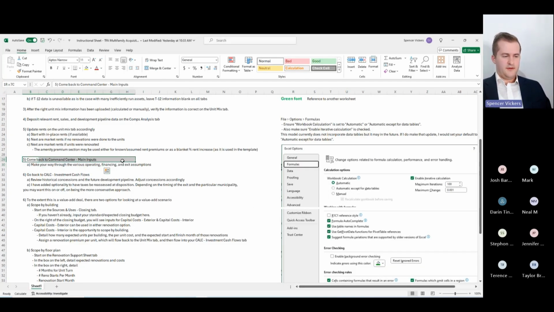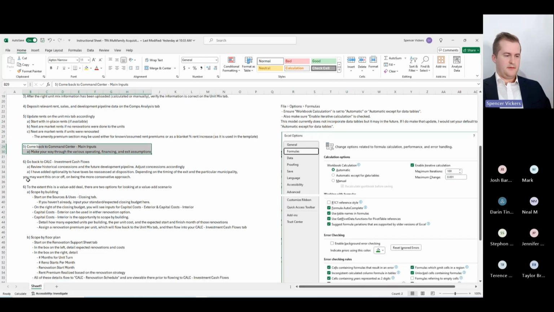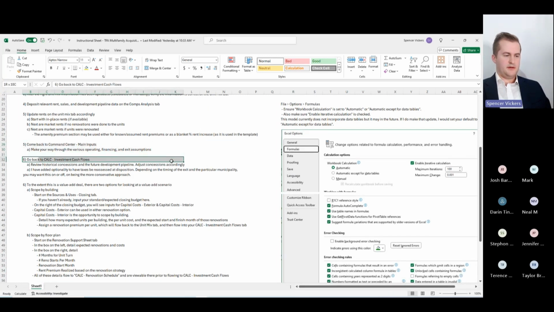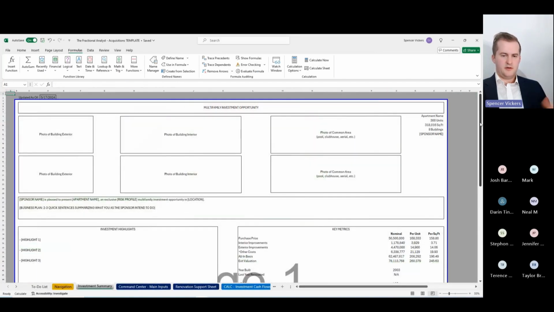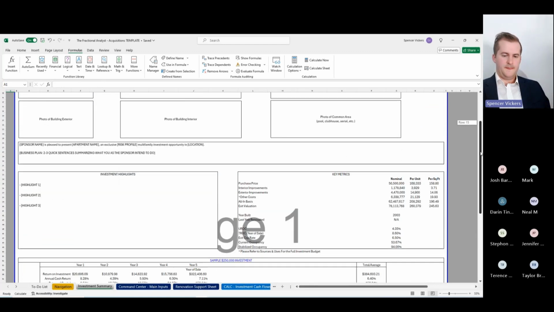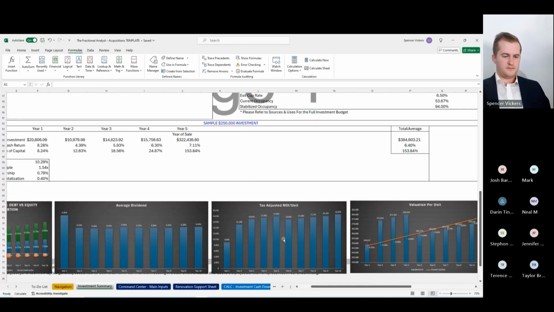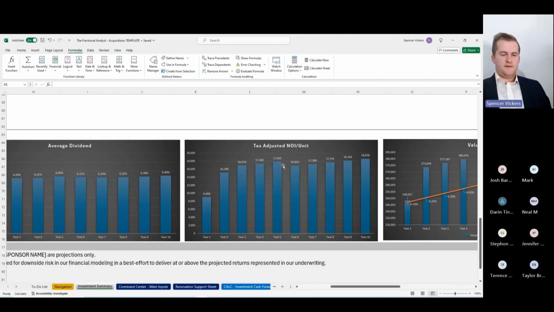After I went through the command center main inputs, I would go back to the calculation investment cash flows. I would review those historical concessions and the future development pipeline like we talked about, and I would adjust those forward concessions accordingly. I've also added optionality to have taxes be reassessed at disposition or to not have them be reassessed at disposition, and I'll show that on my investment summary cut here really quick. I'll go over this whole thing in a minute, but I just wanted to show you this chart. So this model is currently set for a 5-year hold.